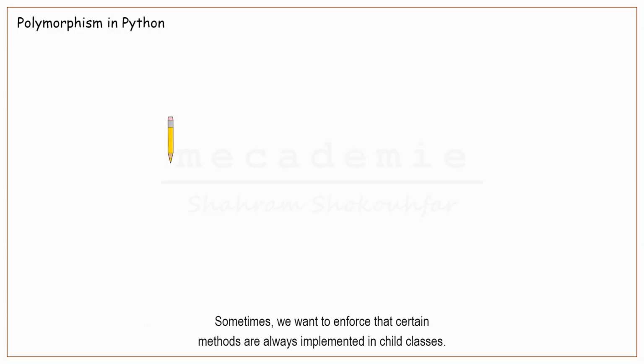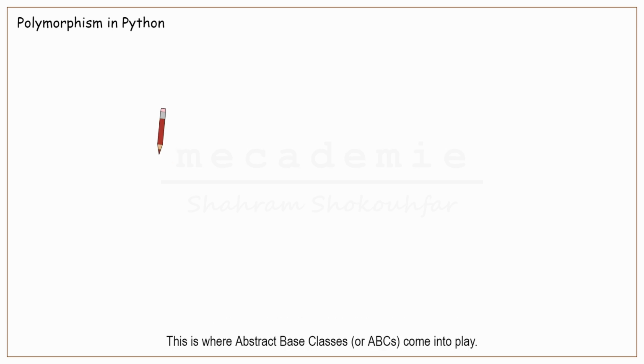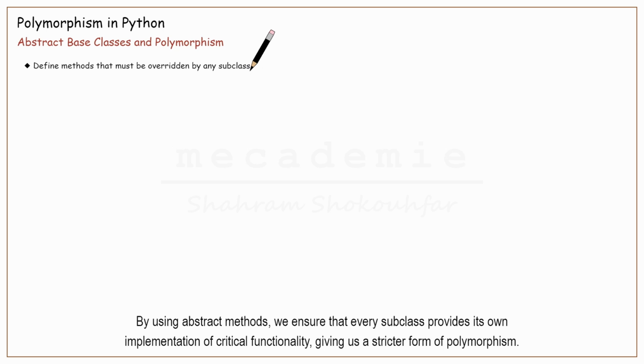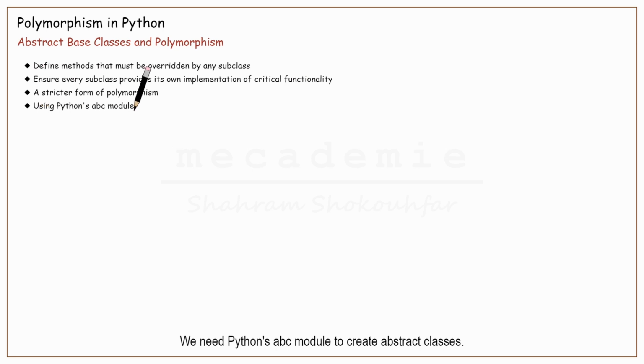Sometimes we want to enforce that certain methods are always implemented in child classes. This is where abstract base classes, or ABCs, come into play. ABCs allow us to define methods that must be overridden by any subclass, making our design more structured. By using abstract methods, we ensure that every subclass provides its own implementation of critical functionality, giving us a stricter form of polymorphism. We need Python's ABC module to create abstract classes.